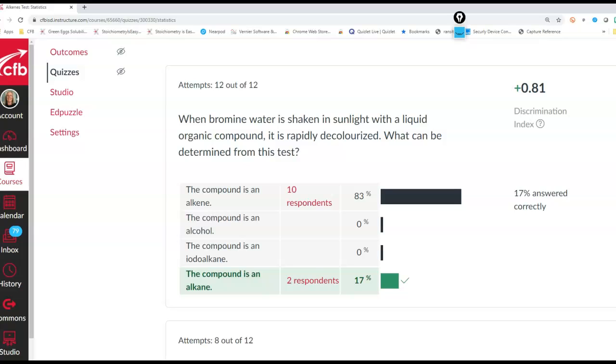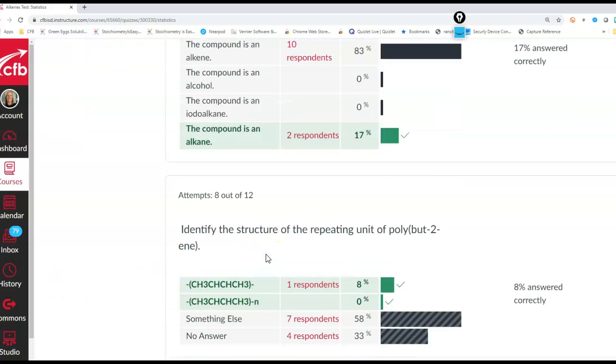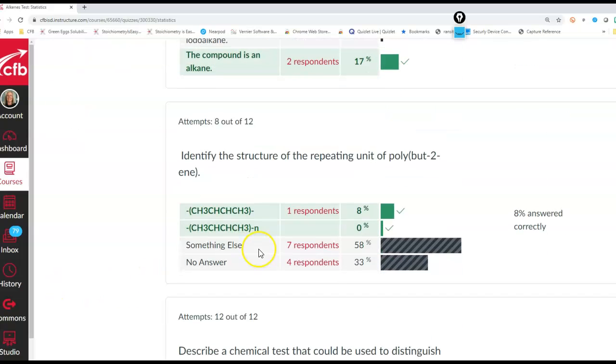Here we are: when bromine water is shaken in sunlight. That thing where it says it has to be shaken and it has to happen in sunlight should be your cue that it needed just a little bit of activation energy and it just didn't happen naturally as it would with an alkene. So the correct answer here is that this is an alkane because it needed sunlight and it needed some shaking. Okay, so the next one: identify the structure of the repeating unit of polybutene.